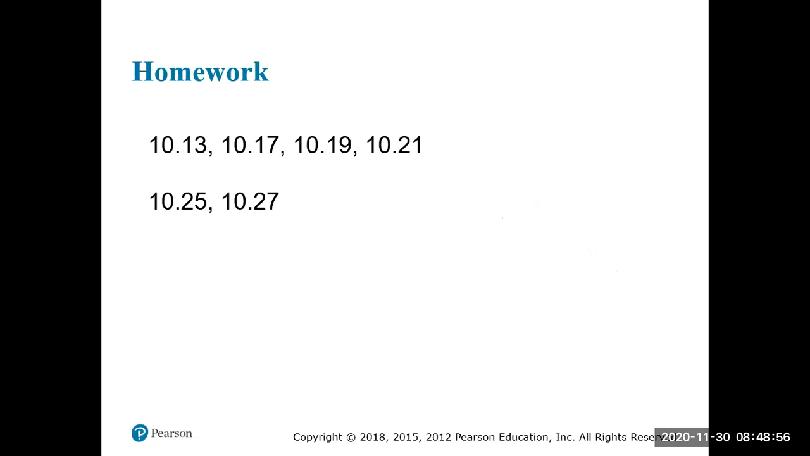So there are some homework problems similar to the examples that we worked, and so go ahead and take a look at those. Any questions about this first part before we move on to the next part?